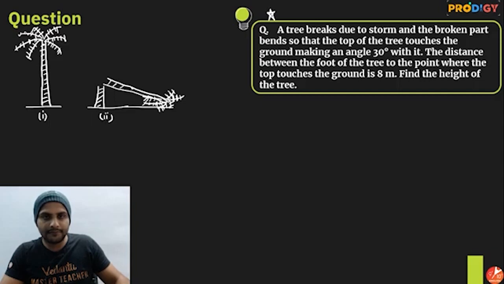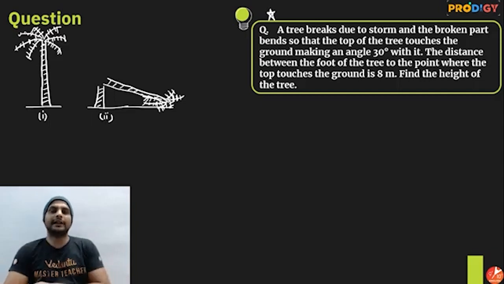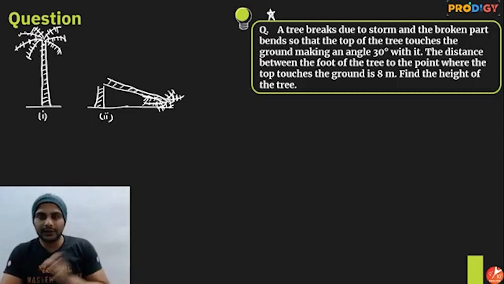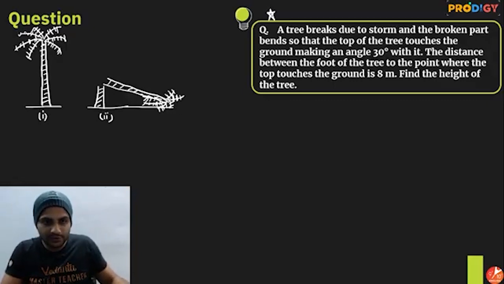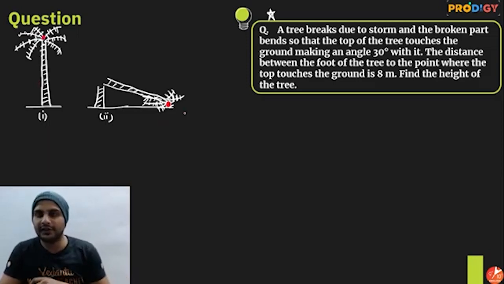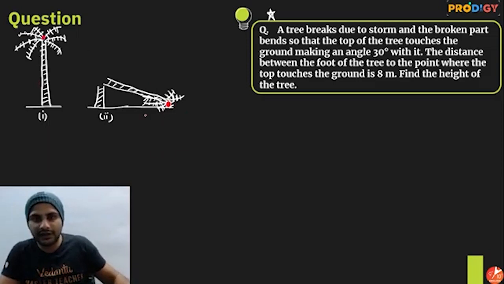All right, the tree has fallen like this. Correct? So what they are saying is that the broken part bends so that the top of the tree, over here, you can see this is the top of the tree, is touching the ground now, making an angle of 30 degrees. This angle which it makes with the ground is 30 degrees.